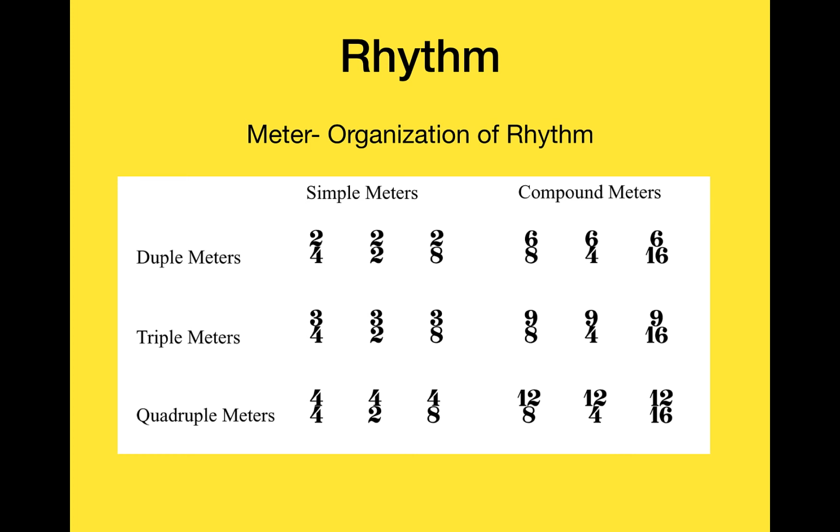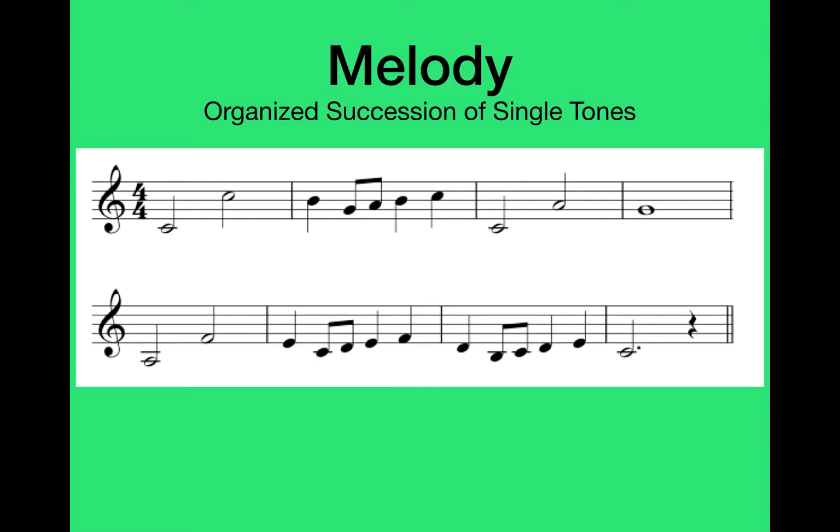Now, something like the triple might be 1, 2, 3, 1, 2, 3, 1, 2, 3. So in your text, they'll be talking about various kinds of music being in duple or triple or quadruple, and those are some standard metrical organizations of rhythm.